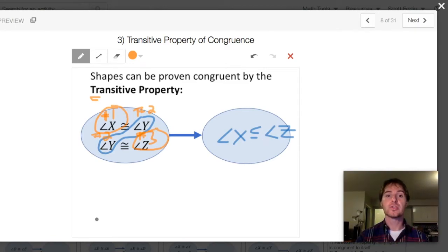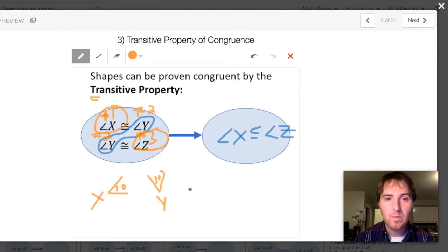They are congruent to each other. So if we have, again, going back to that 30-degree example, angle X right here and angle Y right here, they're congruent to each other because they're 30-degree angles. And let's say Y is congruent to another angle.